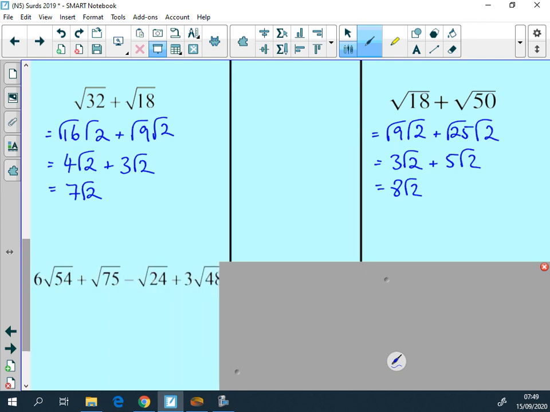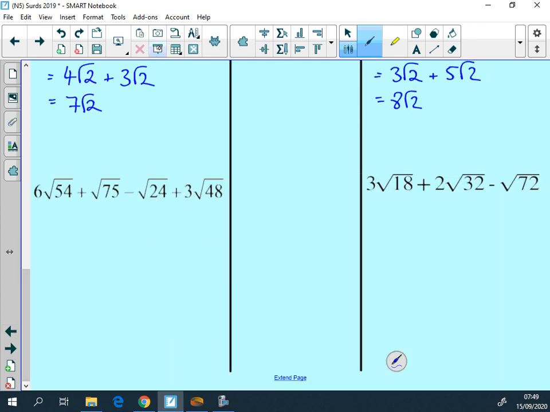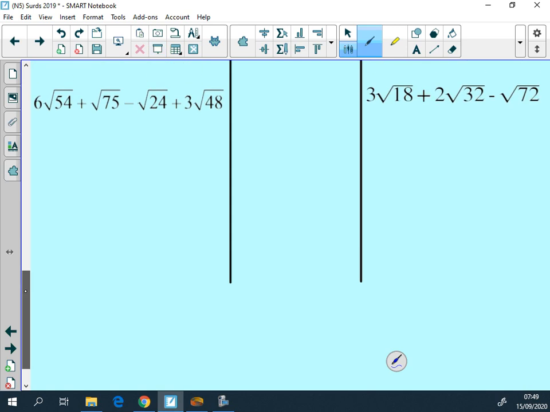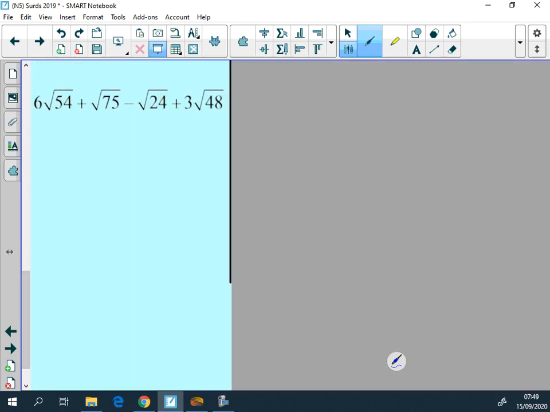Now, let's extend this, and this is as far as we will go with simplify. So, a few here to do. So, let's start. I've got square root of 54. Now, I can divide it by 9 would work. It would be 9 and 6. So, root 9, root 6. Add, now 75, now that's going to be 25 root 3. 24. Now, 24 is divisible by 4. So, root 4, root 6. Add 3. Now, 48 will be 16 root 3.